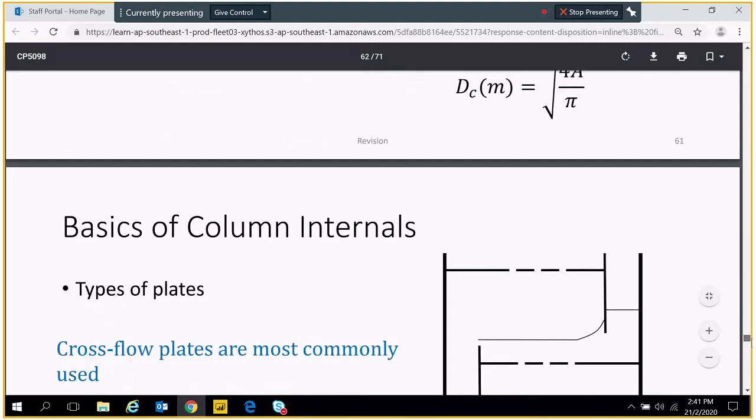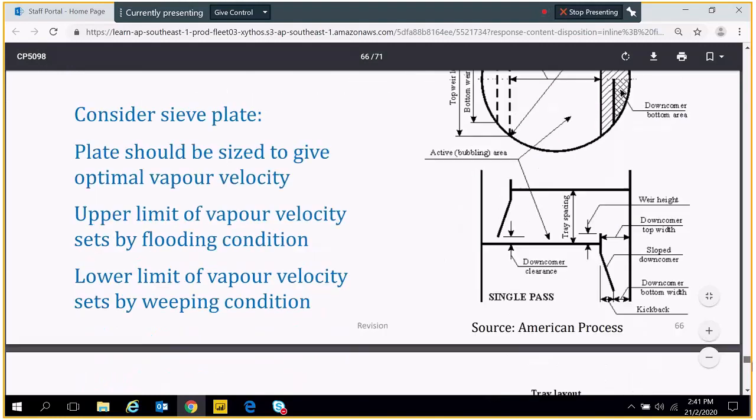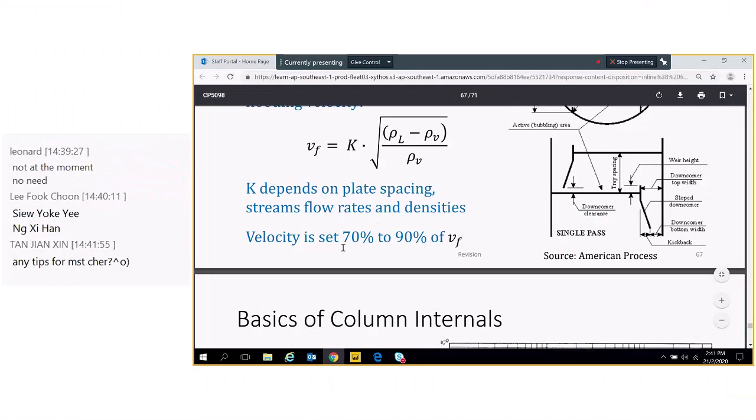Now we look closely at the plate diameter. Now this is the diameter of the plate. The VF is equal to K times the square root term. Now this K depends on plate spacing. Spacing means tray spacing, between this plate and the next plate. What is the distance? The stream flow rate means vapor and liquid flow rate. Density means vapor and liquid density. So you see that it is 70% to 90% of VF.